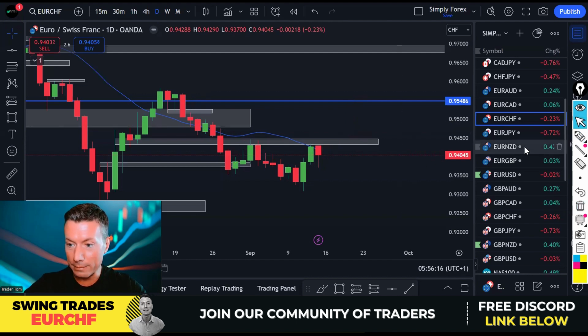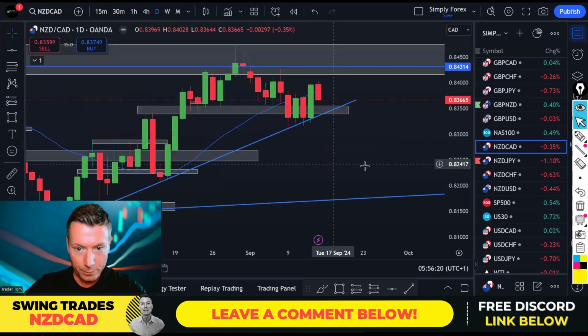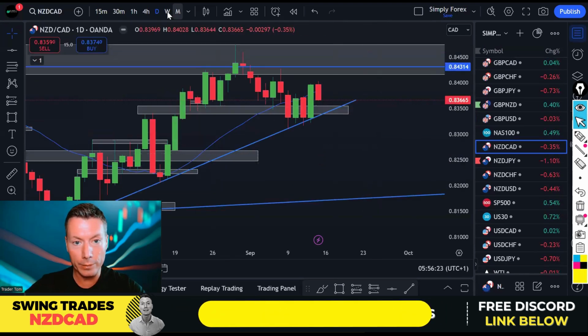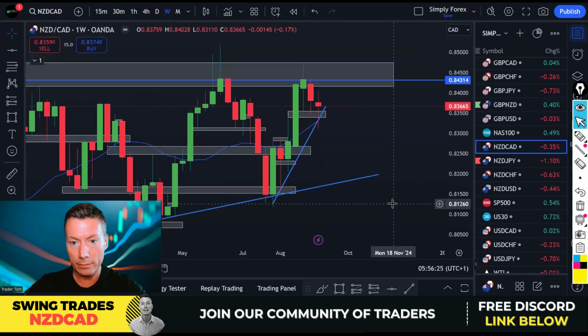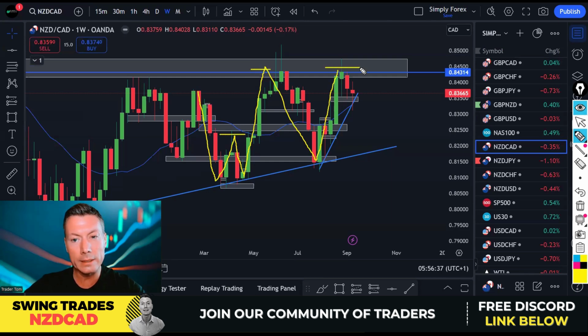There's more, guys. New Zealand dollar, Canadian dollar. I'm interested in buying this. So if we start with the weekly chart, you can see that we are still in an uptrend. We're still getting higher highs. These highs, that is a concern, these stopped making higher highs, but we're still seeing higher lows.